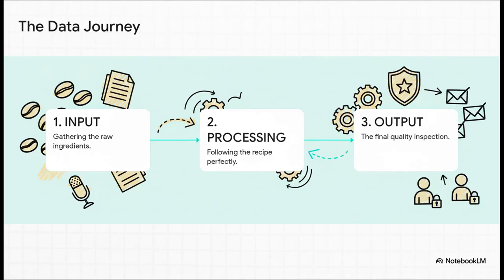Think about the data lifecycle in 3 simple steps, almost like you're baking a cake. First, you have the input. That's you gathering all your raw ingredients. Next up is processing, where the system follows the recipe perfectly to transform those ingredients. And finally, you get the output, the finished cake. And this is the moment of truth. This is where that final quality inspection has to happen.